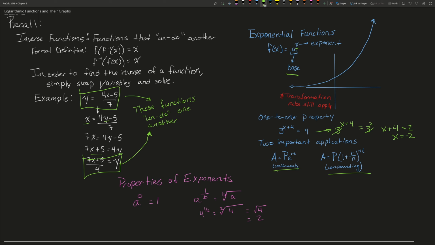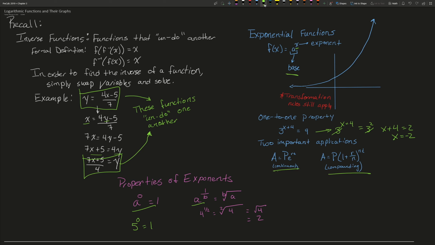The last thing we should really know are the properties of exponents. Specifically, these two I have written here. We need to know that anything to the 0 power is going to be 1. So if we have 5 to the 0 power, that's just equal to 1. We also need to know about fractional exponents. So if we have a to the 1 over b power, that's the same thing as the b-th root of a. So it's asking how many times multiplied by itself do we get a.